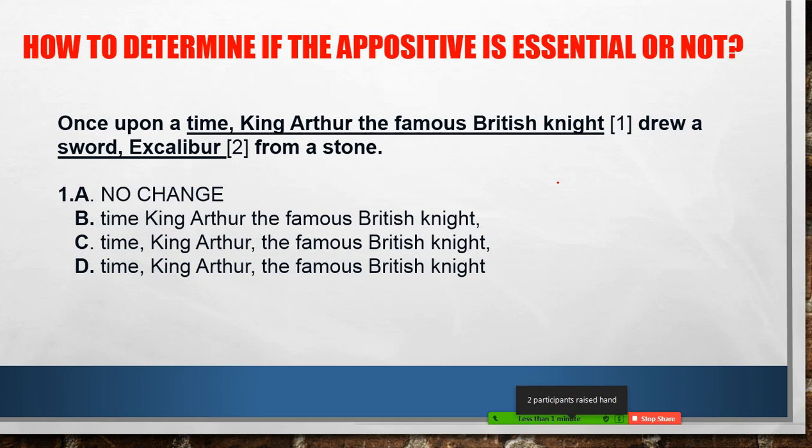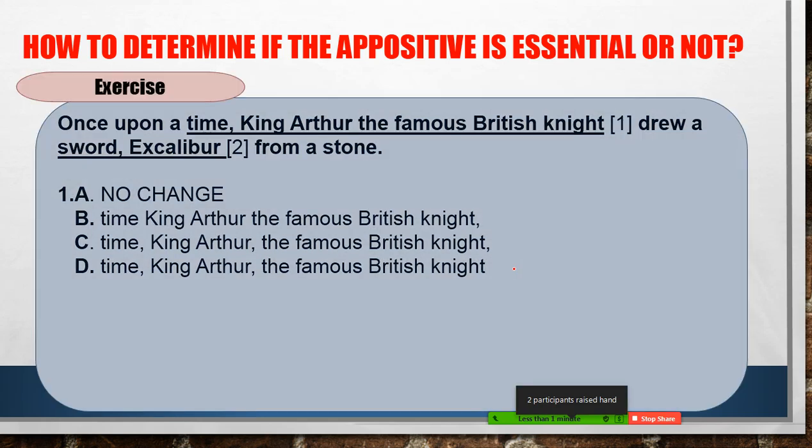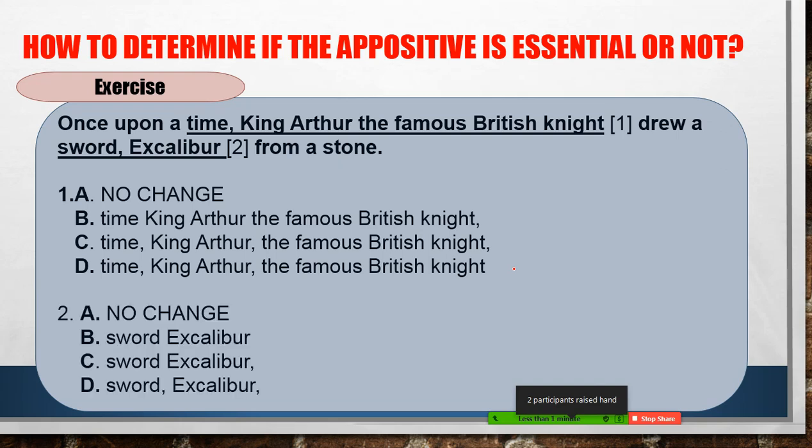It's supposed to be D. Time, King Arthur, the famous British knight, D. Yes. You will put King Arthur between commas, because the famous British knight is the non-essential one. Let's see. I think I cannot show you the answer now. Just let's answer the second one.